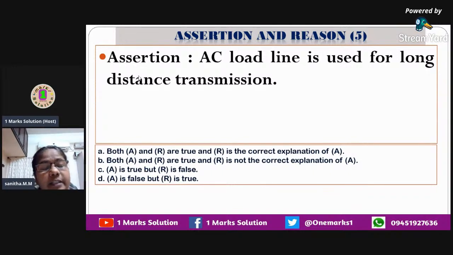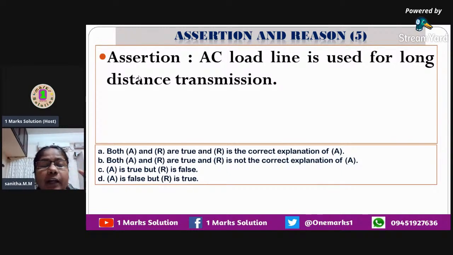And why are we using it for long distance transmission? You take an example of a transformer. What is the use of a transformer? We have to increase or decrease the voltage. In the case of the transformer, we know that there are two coils. So mutual induction has to take place. If you are giving DC, what will happen? There won't be any change in current, no change in magnetic field.